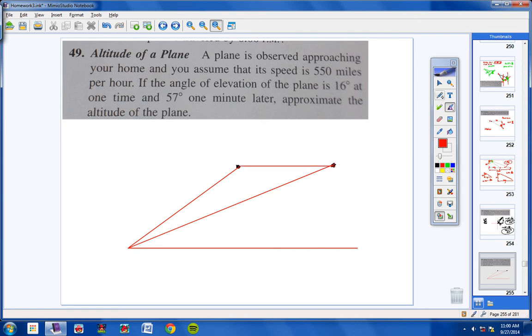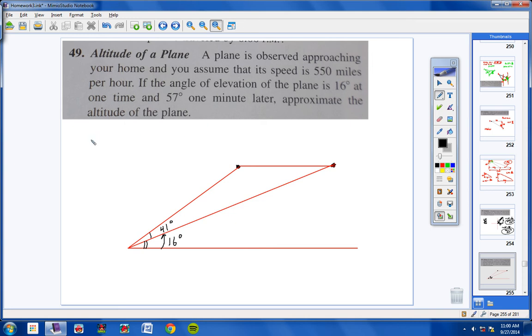Now let's fill in everything we know. All right, here we go. First of all, we know the angle of elevation from here to here is 16 degrees. And then from here to here is 57. So I'm going to go ahead and put 41 degrees right here in this little angle here. And again, I know it's not drawn to scale, and I'm fine with that. Not a big deal. So there we go. Now, what else do we know? You're assuming the speed is 550 miles an hour. How far would it travel in 1 minute? Well, we got to get a calculator here and figure this out.